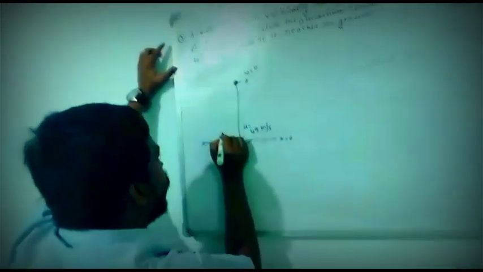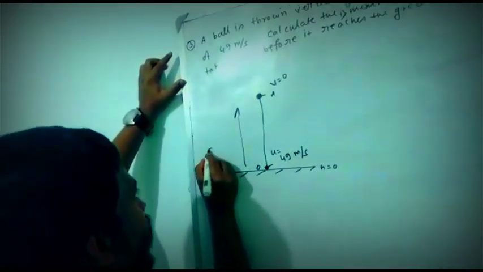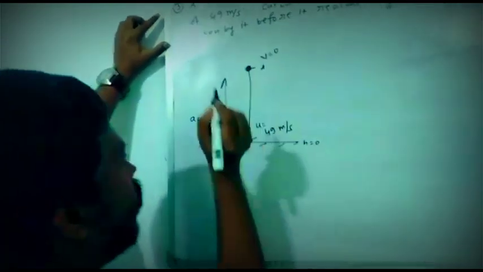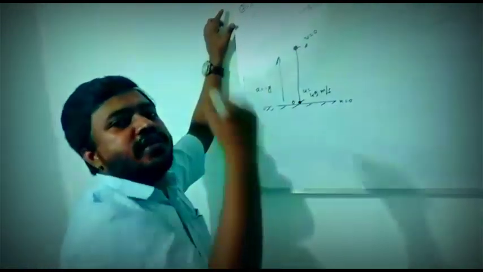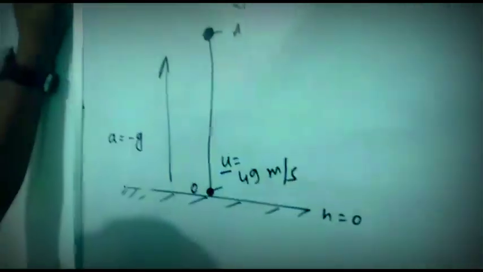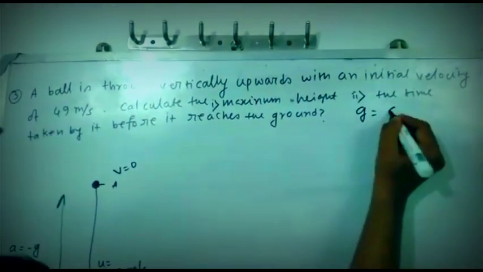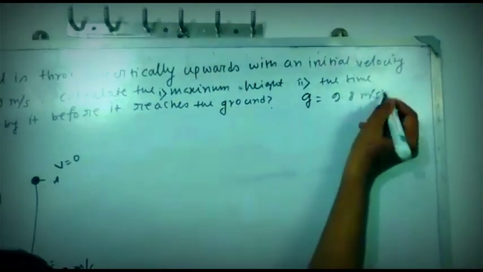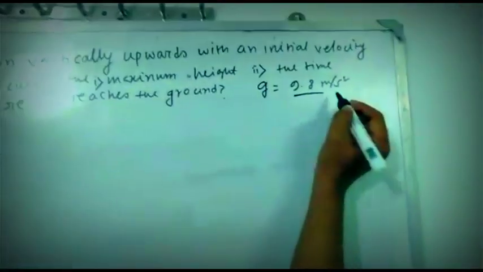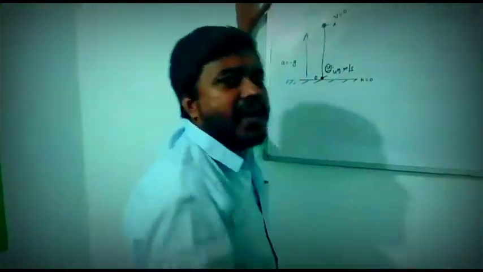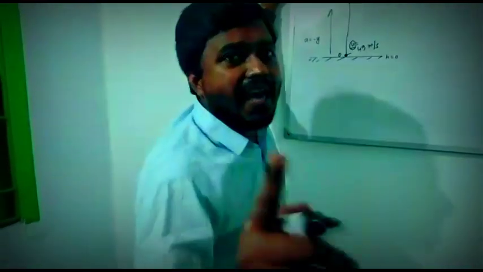And students, since you threw the object against gravity, when you solve the numerical, a is taken with a negative sign. Now, which formula can you use for solving the numerical? The known parameters are U equal to 49 meter per second, and G equal to 9.8 meter per second square. Only two known parameters are there, and from that you can solve for the maximum height attained by the body.